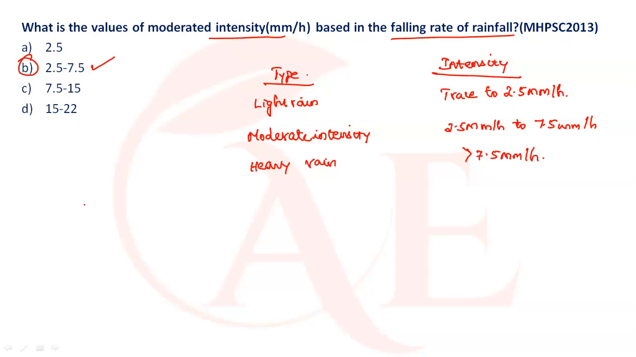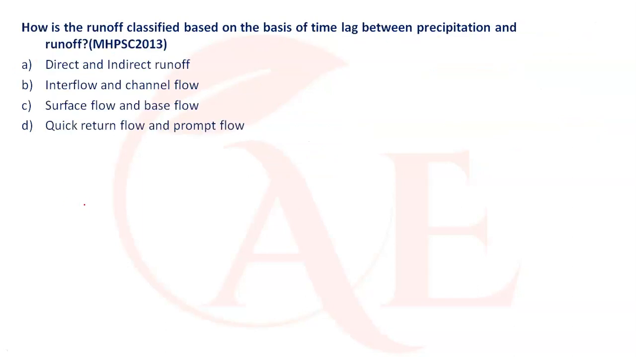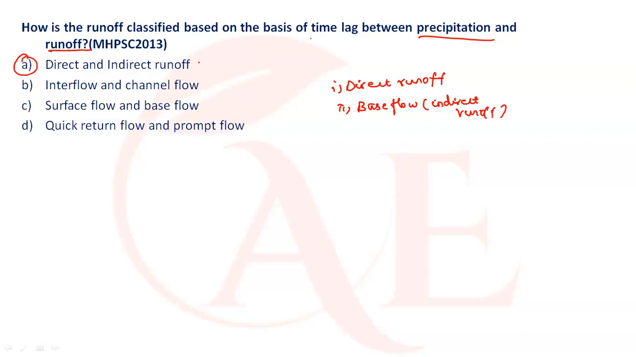Okay, next question. How is the runoff classified on the basis of time lag between precipitation and runoff? One is direct runoff, and another one is base flow. Base flow is a delayed flow which reaches the groundwater flow, so we can say base flow is indirect runoff. So the correct answer here is option A: direct runoff and indirect runoff.